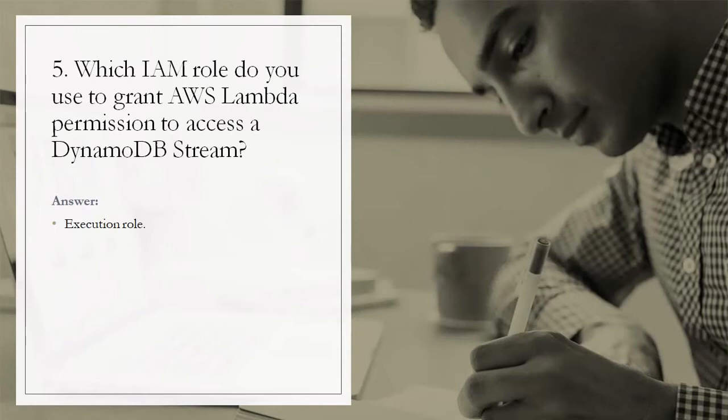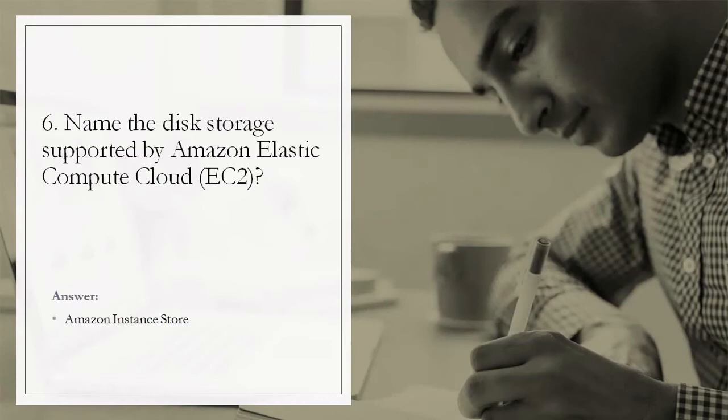Question number 5. Which IAM role do you use to grant AWS Lambda permission to access the DynamoDB stream? The answer is execution role, because we can grant AWS Lambda permission to access a DynamoDB stream using an IAM role known as the execution role.